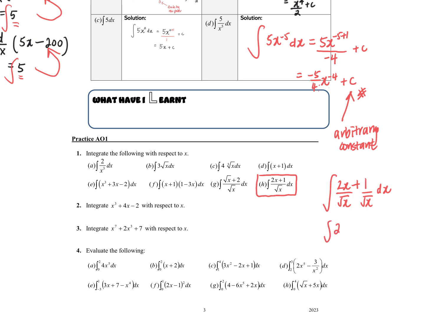This is just x to the power of minus half, is it? Or half? Because this is power 1, the below one is power half. Correct? You split, it is easy to integrate.